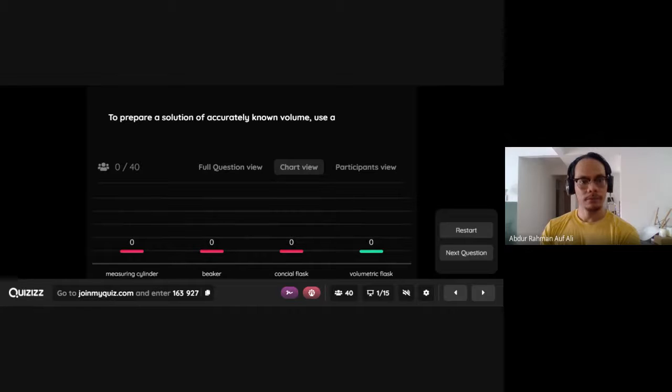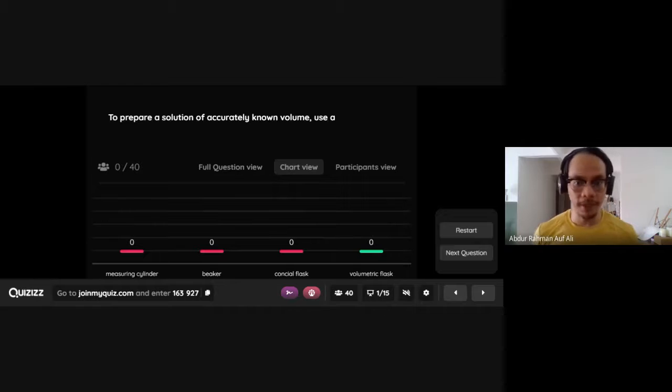Okay, jawapan betul ke ni, kenapa kosong, tak ada orang sempat jawab ke? So jawapan yang betul adalah volumetric flask, mesti sebab bandwidth banyak sangat sebab ramai participant, so internet saya slow tak detect. So jawapan yang betul adalah volumetric flask.